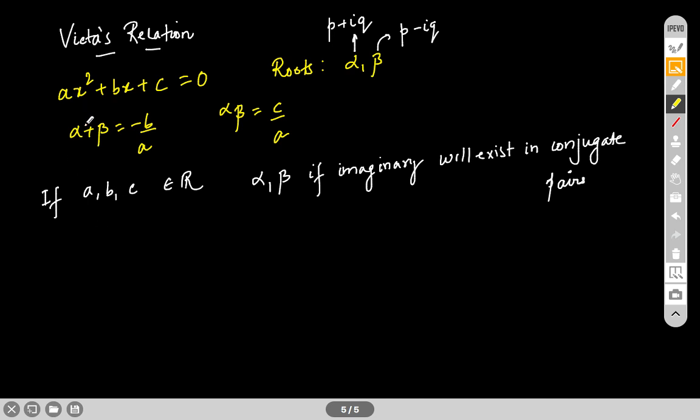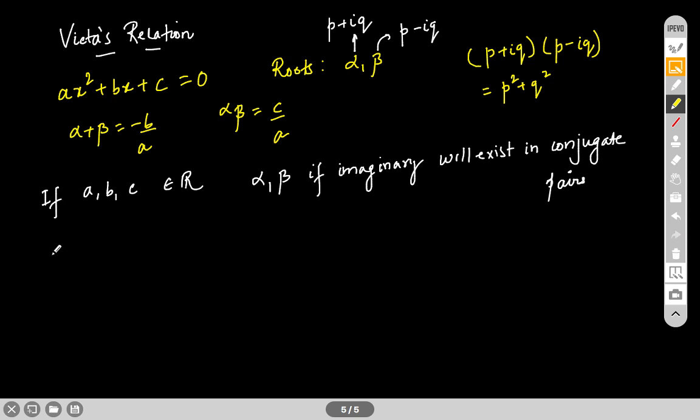Why? Because if alpha plus beta has to give you a real quantity, then its imaginary part should get cancelled off. So if it has plus iq, the other must have minus iq. And the product also will give you a real part. So you can see the only possibility when you can give a product also real is when it is of these forms. I am sure you would have done a bit of complex numbers, i square is minus 1 and all that. So if you multiply it, you actually get p square plus q square.